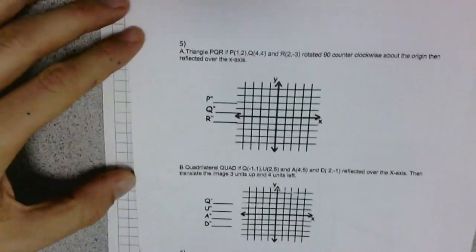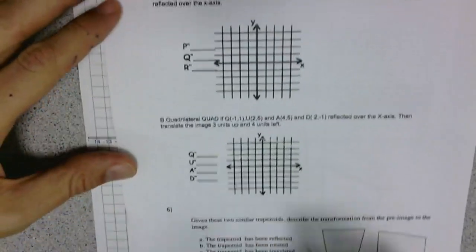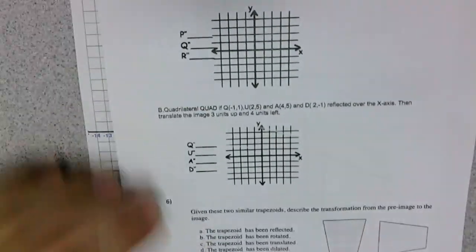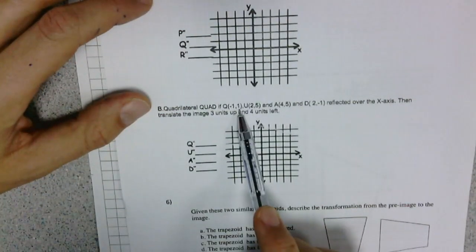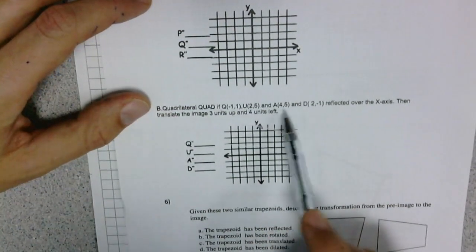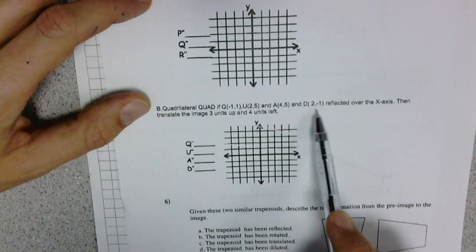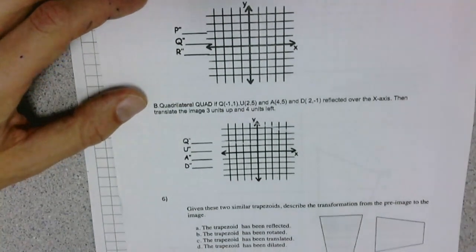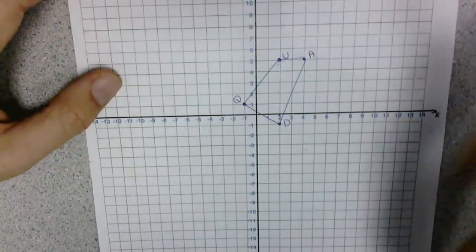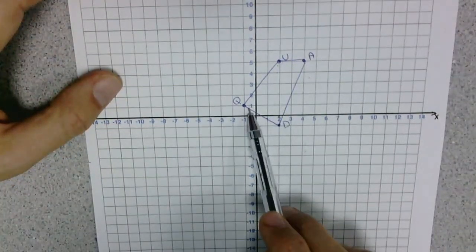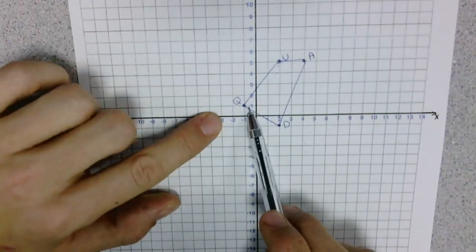Okay, so we just finished question 5A, and we're going to be looking at question 5B here. We're going to take the quadrilateral QUAD if Q is -1, 1, U is 2, 5, A is 4, 5, and D is 2, -1. We're going to be reflecting that over the x-axis. So we need to take this point here, and we're going to reflect it over the x-axis.